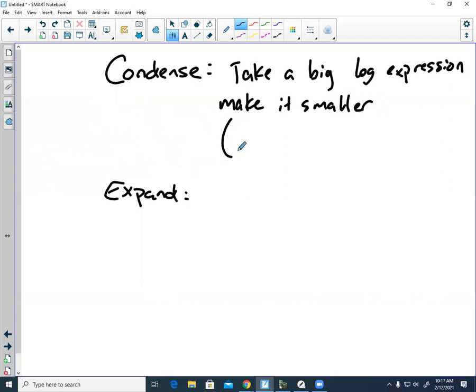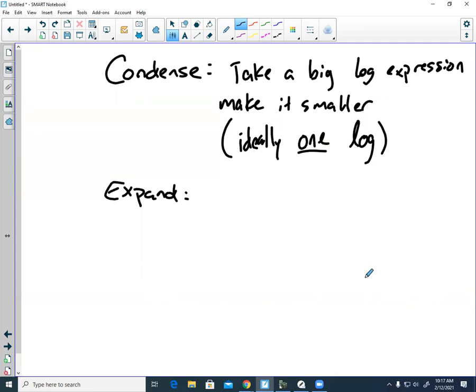And here I'm going to put ideally 1 log. So ideally, you're going to start with a whole bunch of logs, and you are going to condense it to 1. Okay? That's ideally what will happen. You will take a whole bunch of things, and you will condense it to just be 1 log.